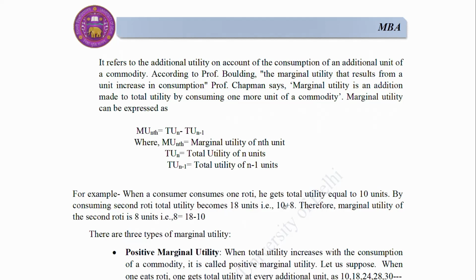For example, when a consumer consumes one roti, he gets total utility equal to 10 units. By consuming a second roti, total utility becomes 18 units, that is 10 plus 8. However, marginal utility of the second roti is 8 units, that is 18 minus 10. There are three types of marginal utility.